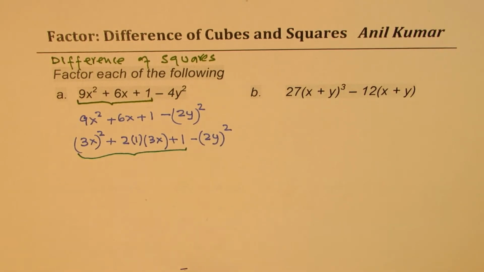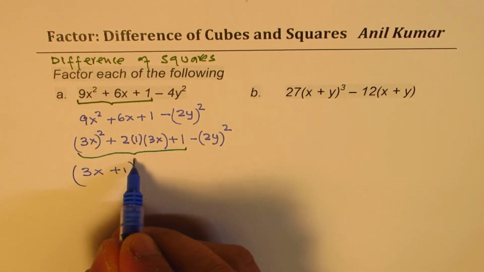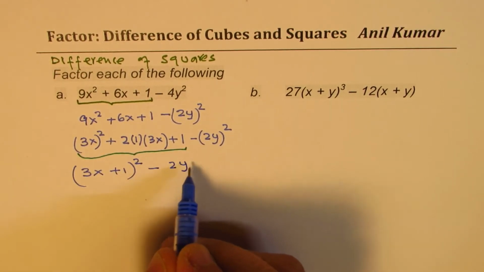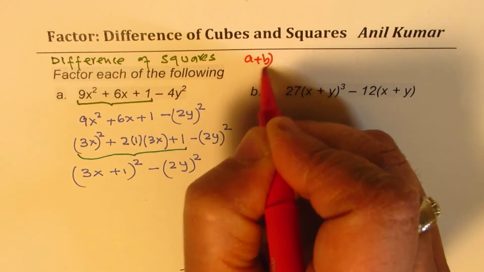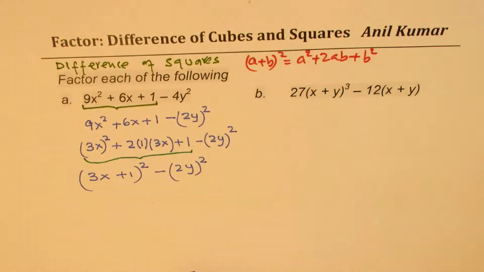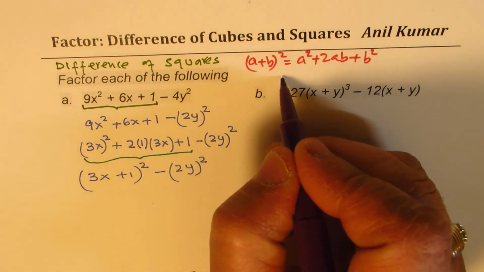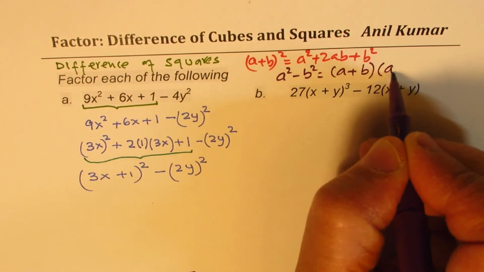So I could now write this as 3x plus 1 whole square, and here we have minus 2y whole square. So the difference of squares can work, right? a square minus b square we can now use. So at this stage, I use this particular formula, that is a plus b whole square is a square plus 2ab plus b square. And now I'm going to use the third very important formula, which is a square minus b square equals a plus b times a minus b.